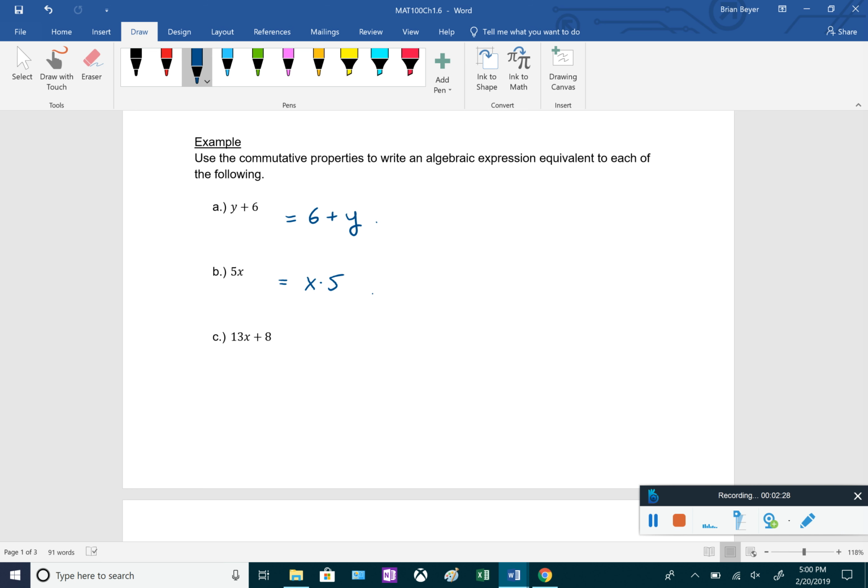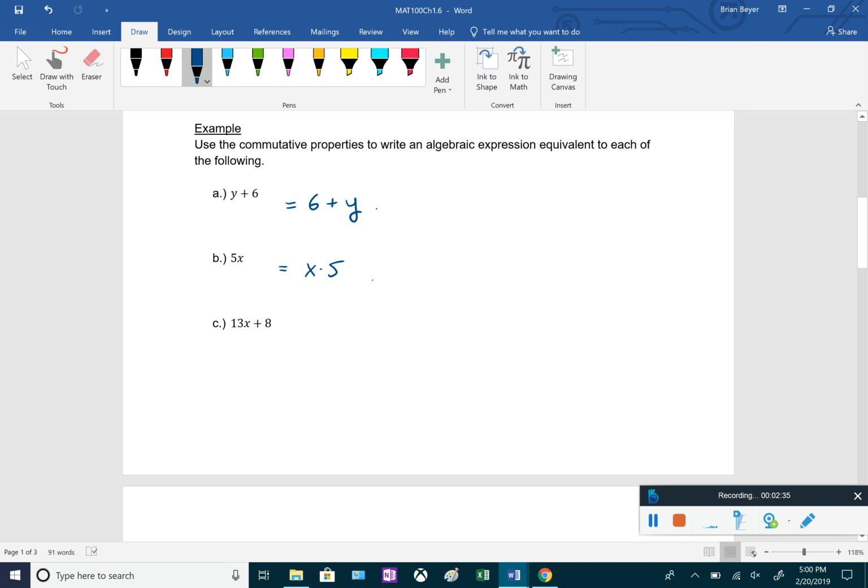We wouldn't really write it like that though. 5x looks better than x times 5. Next one, 13x plus 8. Using the commutative property of addition, we could say this is equal to 8 plus 13x. We could also use the commutative property of multiplication and say this is 8 plus x times 13. So we flip the order in addition, and then we flip the order in that multiplication term.